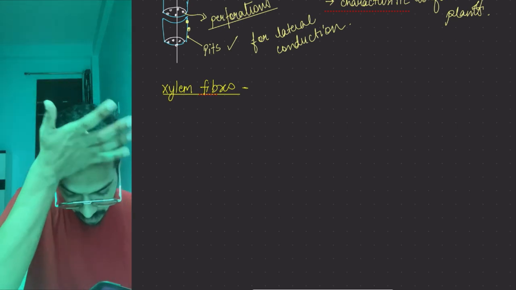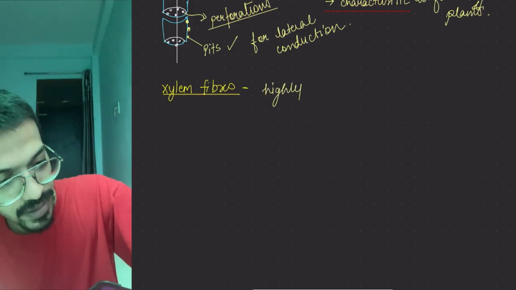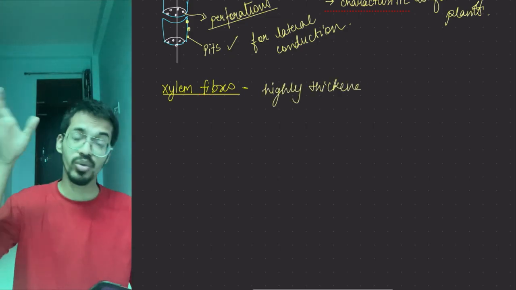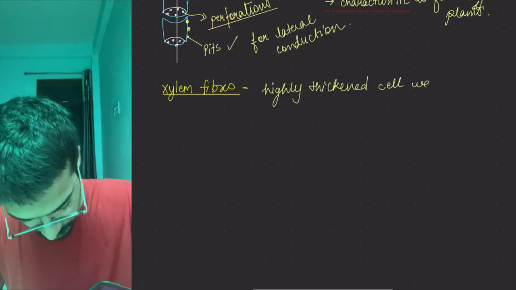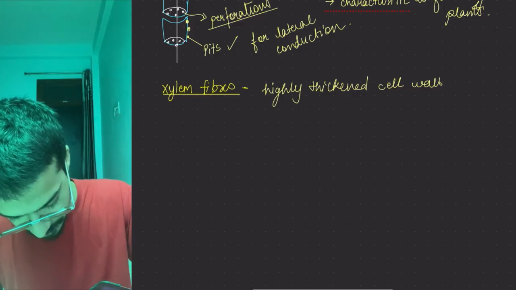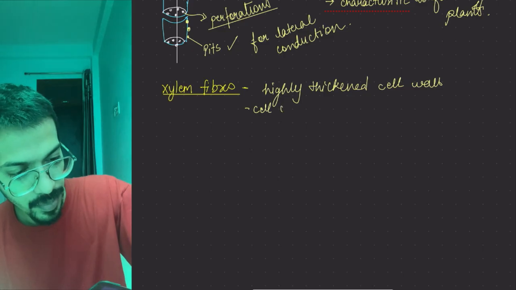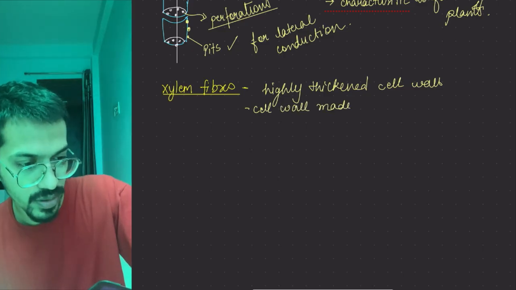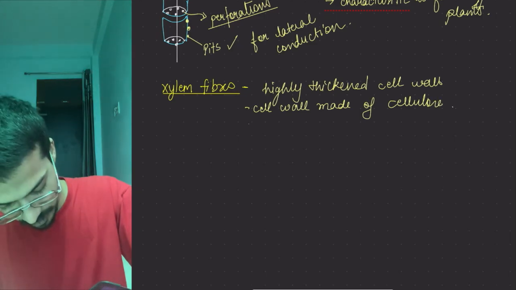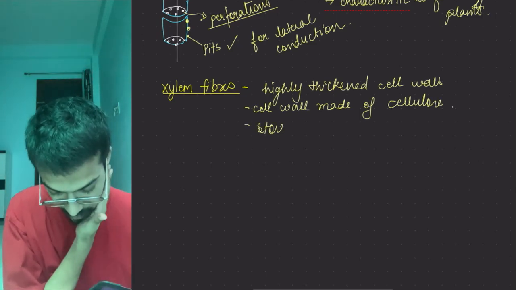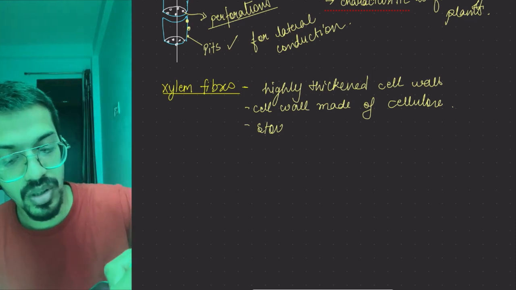Okay. Xylem fibers would be what? They have highly thickened cell wall. If you remember the fact a little bit, you can write these things. Highly thickened cell wall. Okay. There could be what? Cell wall made of cellulose. Okay. Store foods. No, sorry. They are what? They may be septate or aseptate. That thing, not this.